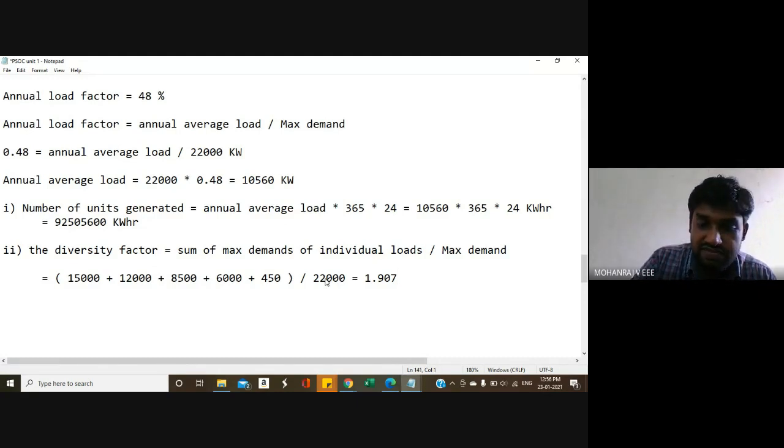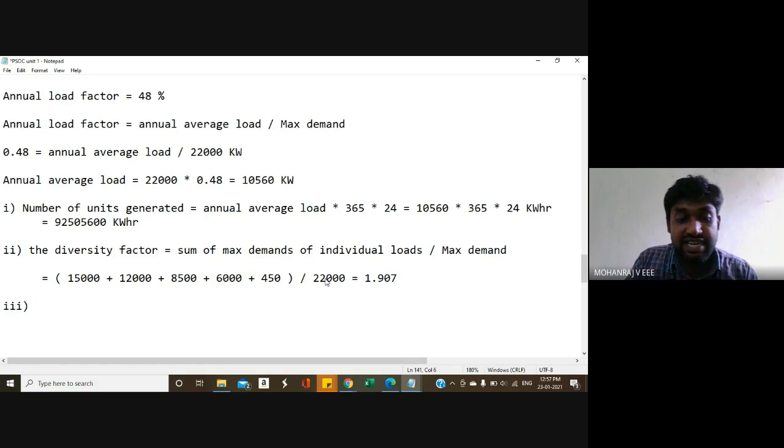Okay, fine. Then finally, we have to find out the demand factor. So we know the formula for demand factor. What is the formula for demand factor?